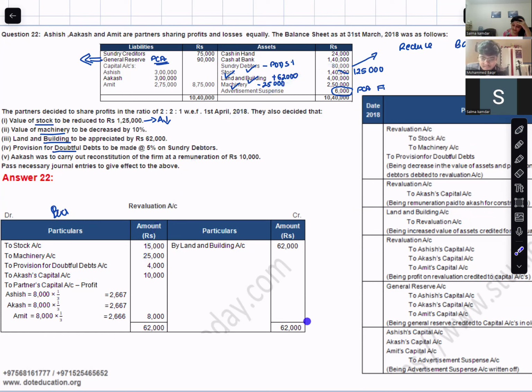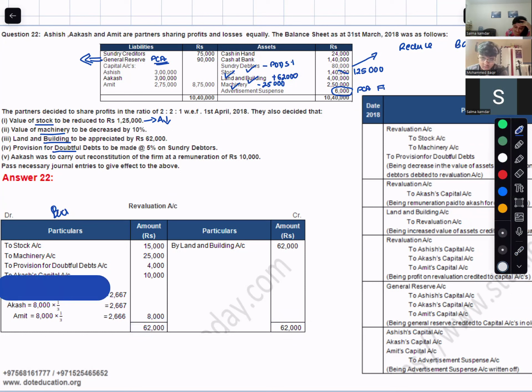Now you will close the account. The credit side total is more. So when you close the account, you don't have all this right now.